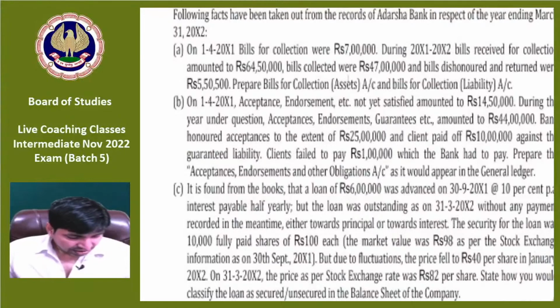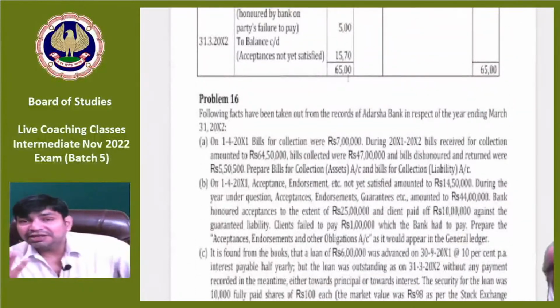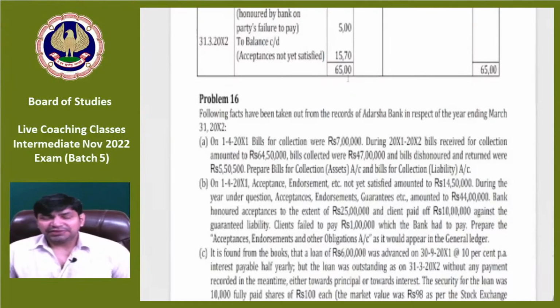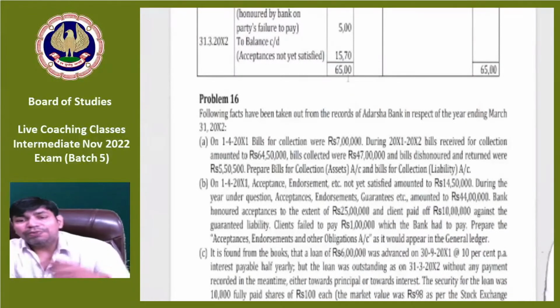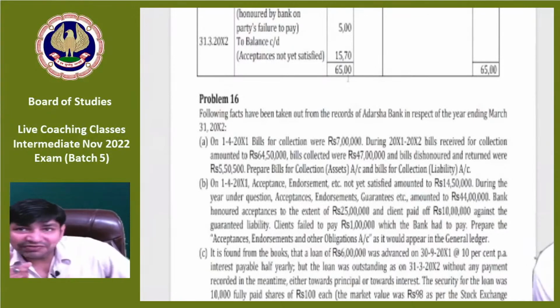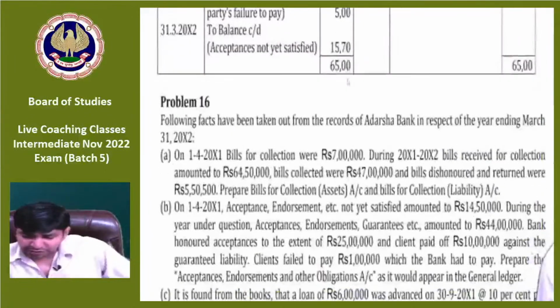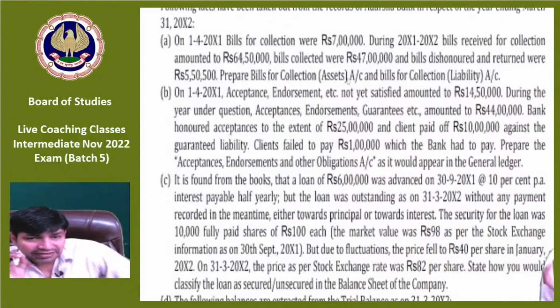Let's start. Following facts have been taken out from the records of Adarsh Bank. Beta, in practical life, you will find other names like State Bank, Canara Bank, Bank of Baroda, Syndicate Bank. Although banks have been merged, now you will see in the case of Vijaya Bank, there is a Bank of Baroda board, meaning that bank has been amalgamated with another bank. While you are in audit, definitely you will be on the audit of a government bank normally. So feel like there is a bank near to your home and you are going to audit that bank.